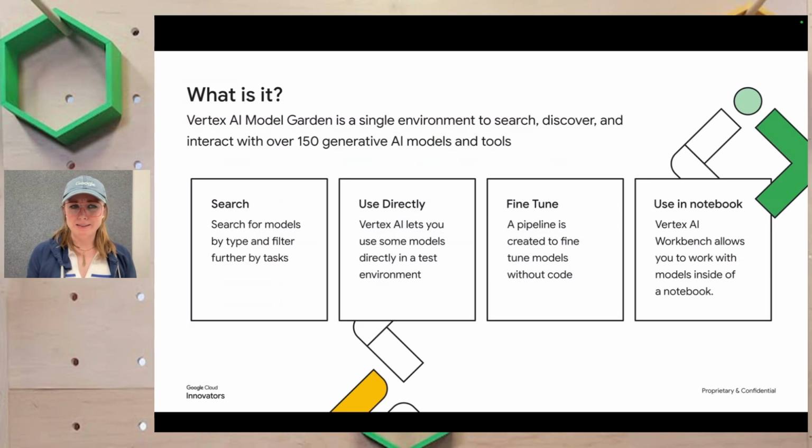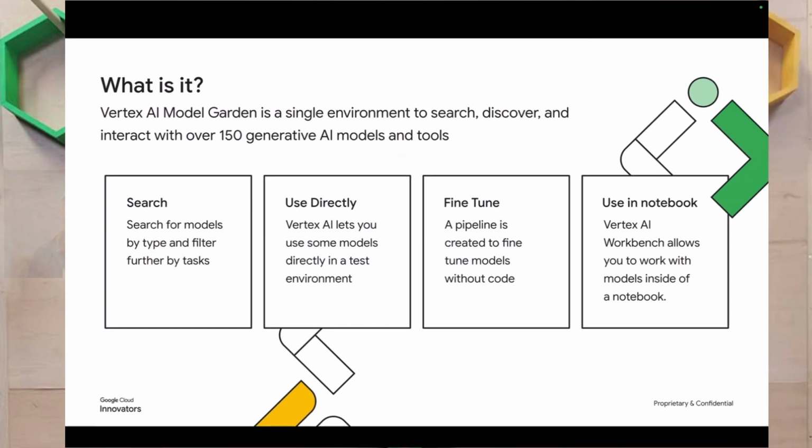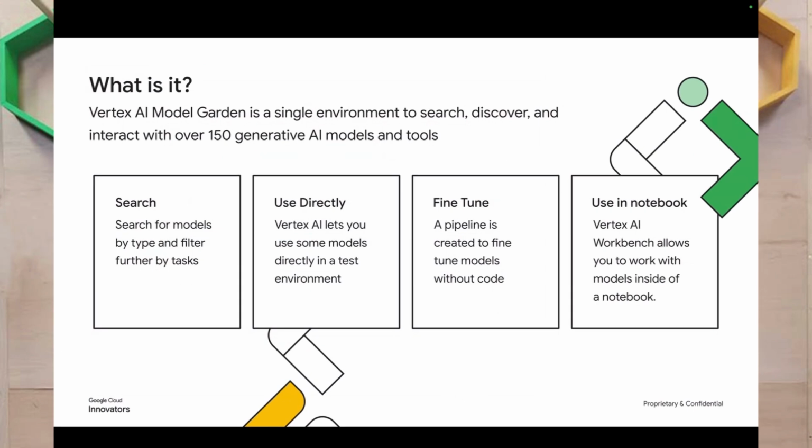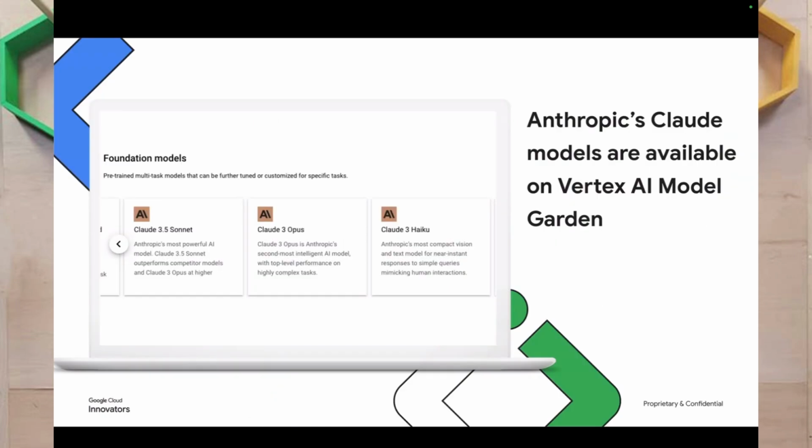But what is it? Vertex Model Garden, of course, is a single environment where you can do everything from search for models. You can use it directly to test models in an environment. You can fine tune and play around and create models without code. And then, of course, you can use in notebooks. So that means using our Vertex AI workbench and use models inside of a notebook. And of course, to bring us full circle to today's topic, Anthropic's Claude models are available on Vertex AI Model Garden.